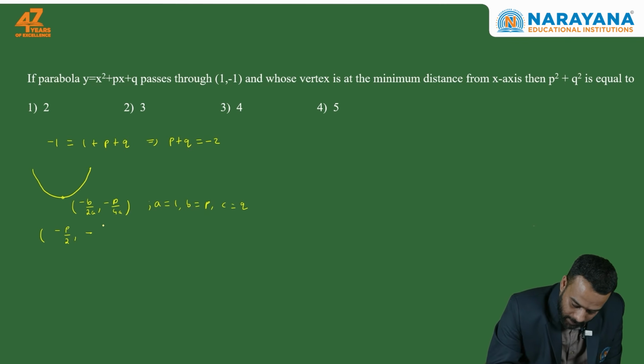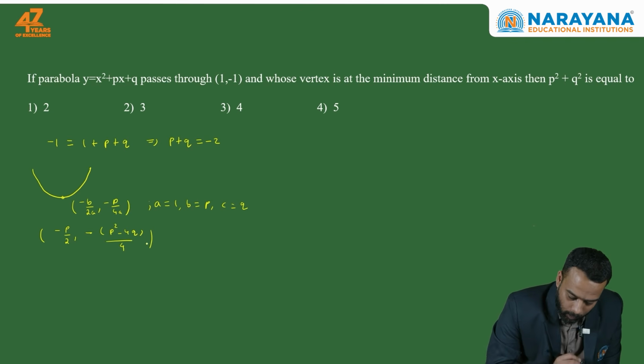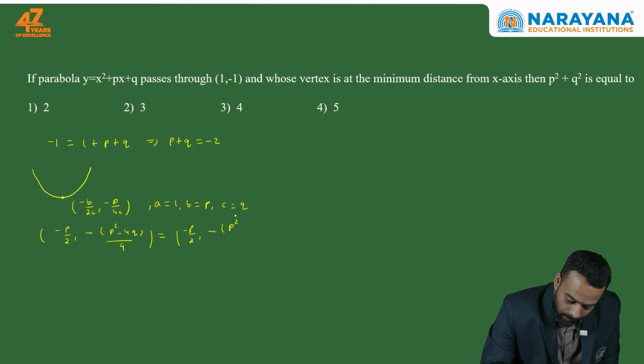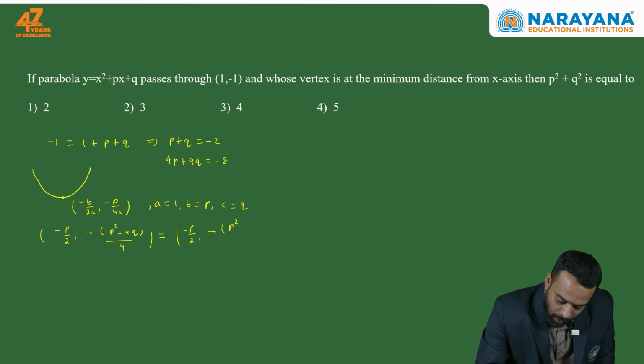minus of what will be the discriminant for this? (p square minus 4q)/4. Now plugging in the value of q over here, so this point will become (-p/2, -(p square minus 4q)/4). Now what is the value of 4q going to become? Multiplying with 4 both sides, 4p plus 4q will become -8. Plugging in the value of 4q, what I will be getting? 4p plus 8. So it will become plus 4p plus 8 by 4.